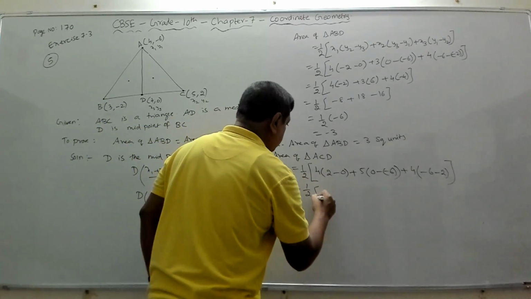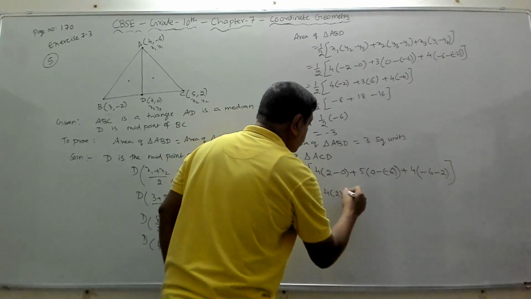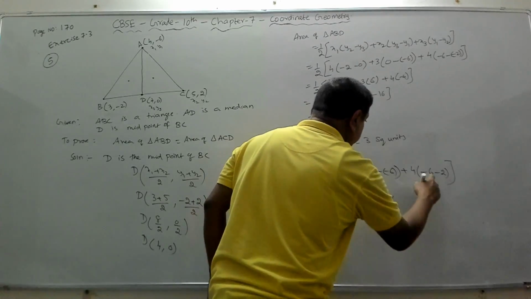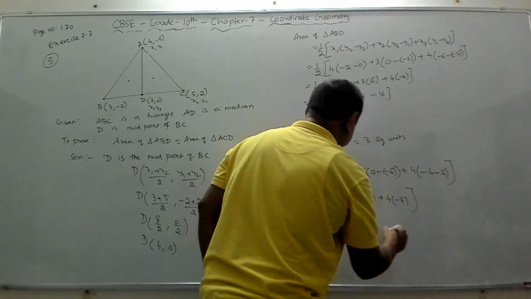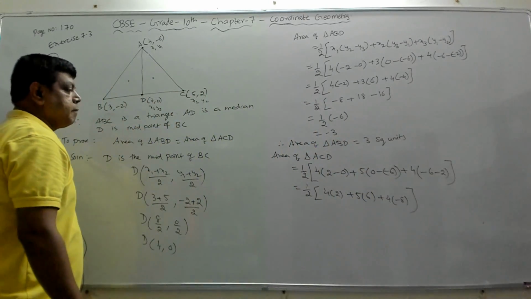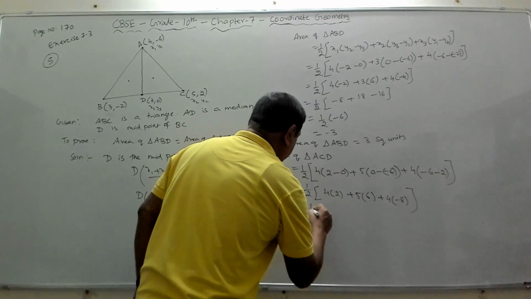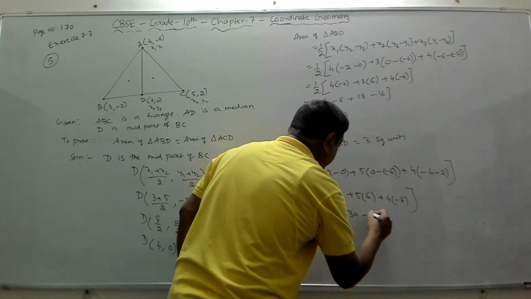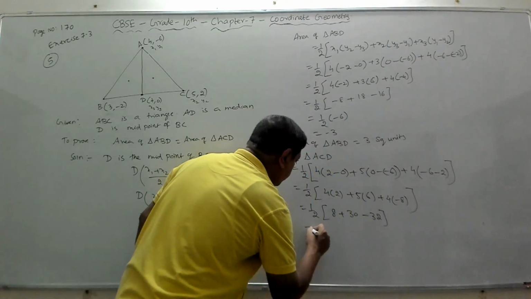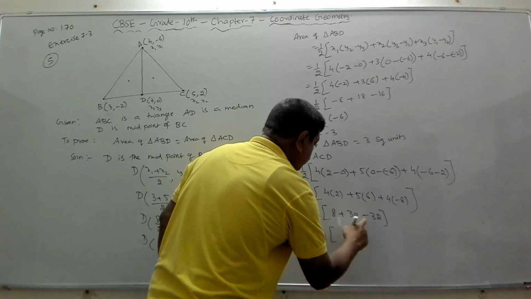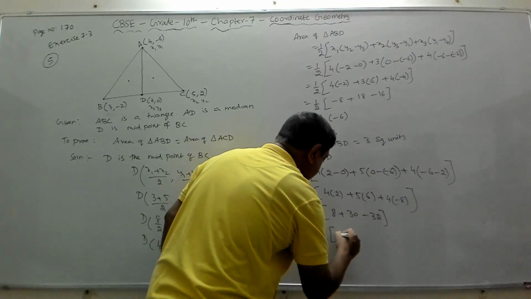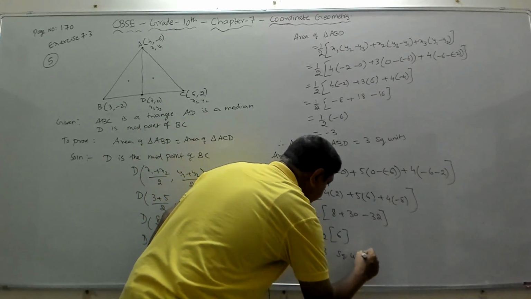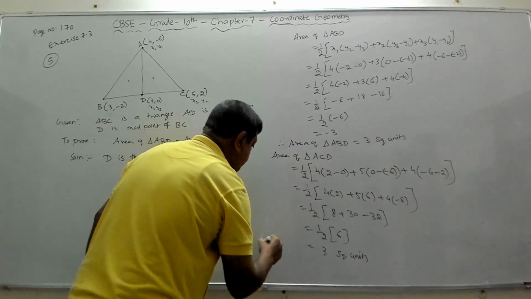Now if you simplify this, what do we get? 1 by 2 of 4 into minus 2 plus 5 into plus 6 plus 4 into minus 6 minus 2, which is minus 8. Now what do we get? 1 by 2 of 4 times 2 is 8, 5 times 6 is 30, 4 times minus 8 is minus 32. So you get 1 by 2 of 6, so you get 3 square units. That is your area of triangle ACD.